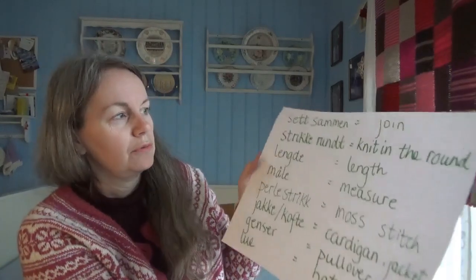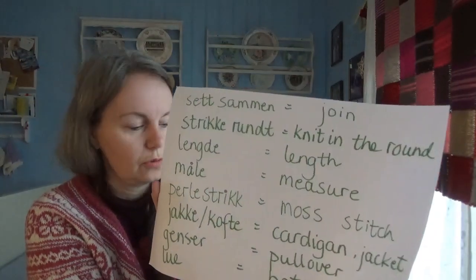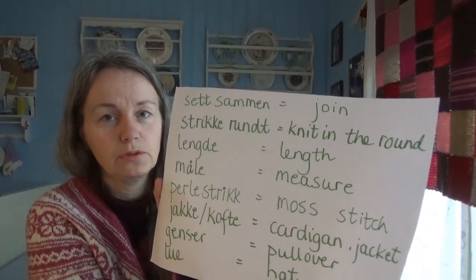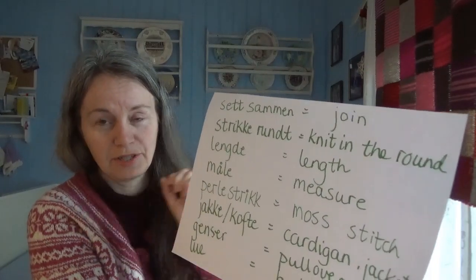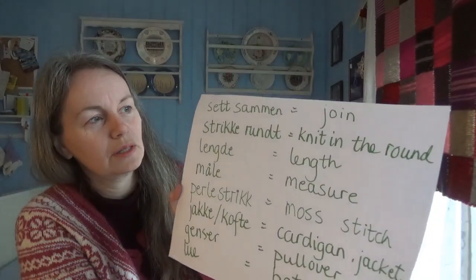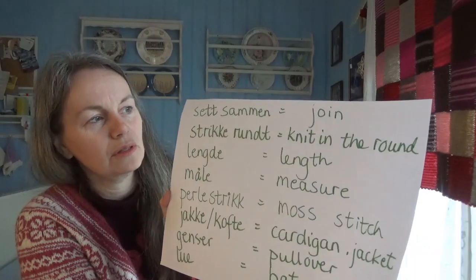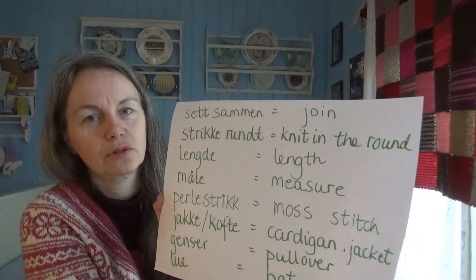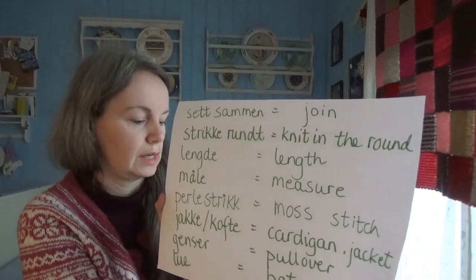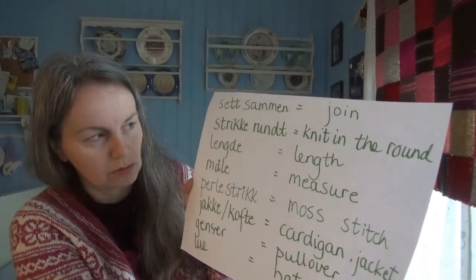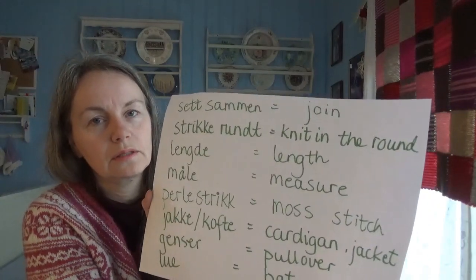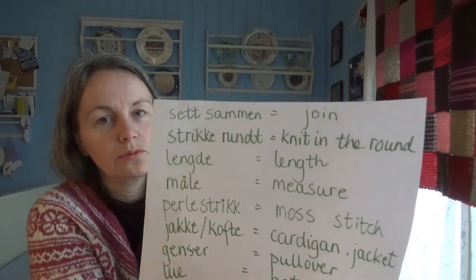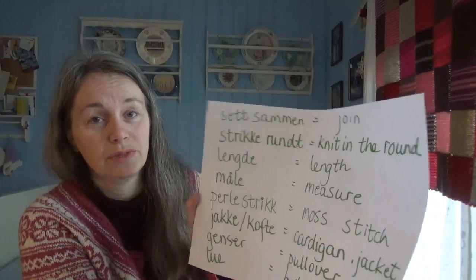Some other useful words are, if you are going to almost finish the project and you need to do the last things like sewing in the sleeves, that would mean å sette sammen, that's to join. Or you can also use the Norwegian word montering, that is on another sheet of paper. Strikke rundt, that means knit in the round. That is what we always do when we knit cardigans and so on, and then we steek.